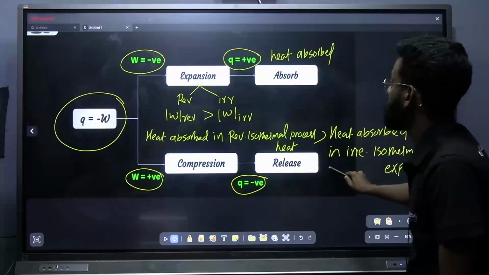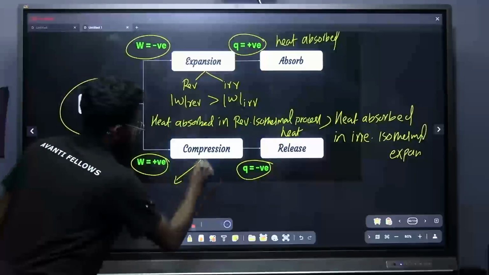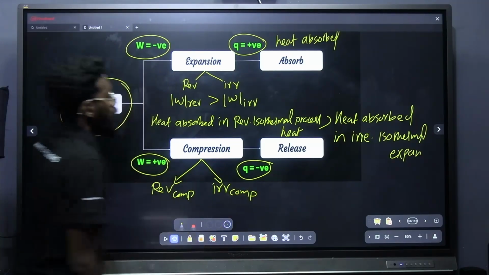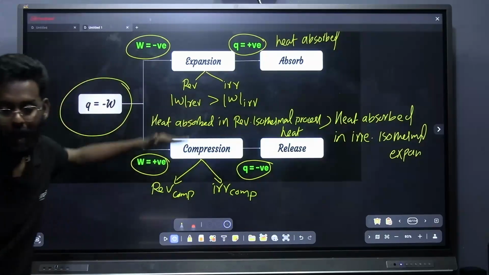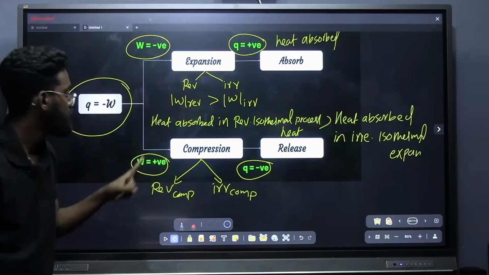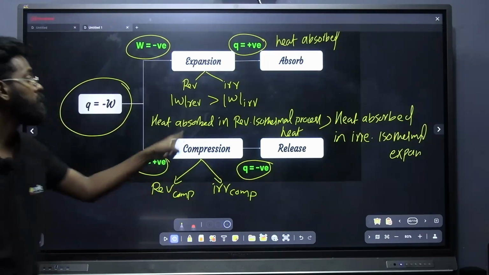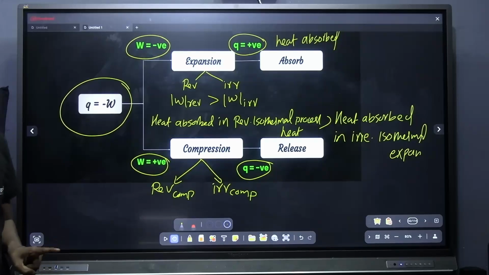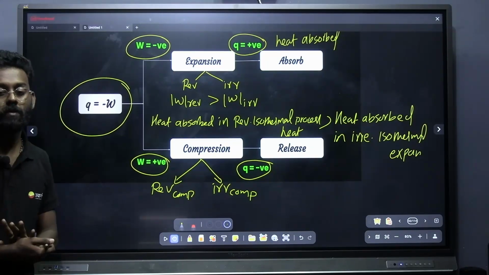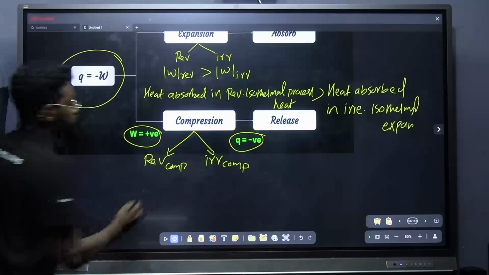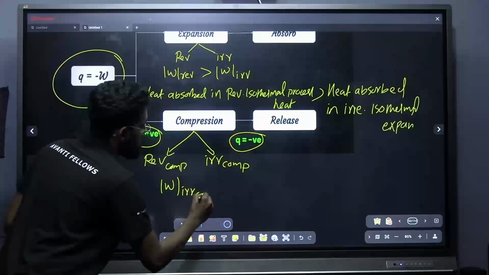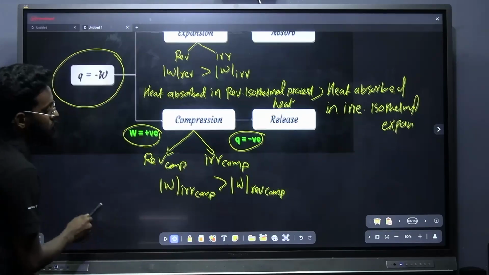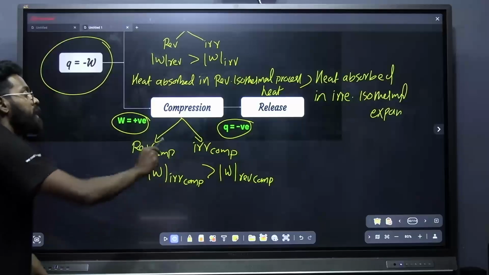Okay. Now in the case of compression, it can also be either reversible or irreversible compression. And in the case of compression, the compression is happening by releasing heat. In which case will there be more release of heat? Reversible or irreversible? Who is going to give me the answer for this? Irreversible, very good. Why is it irreversible? Because work done in irreversible compression is greater than work done in reversible compression, which means more heat will be released. Where there is more work, there will be more release of heat.